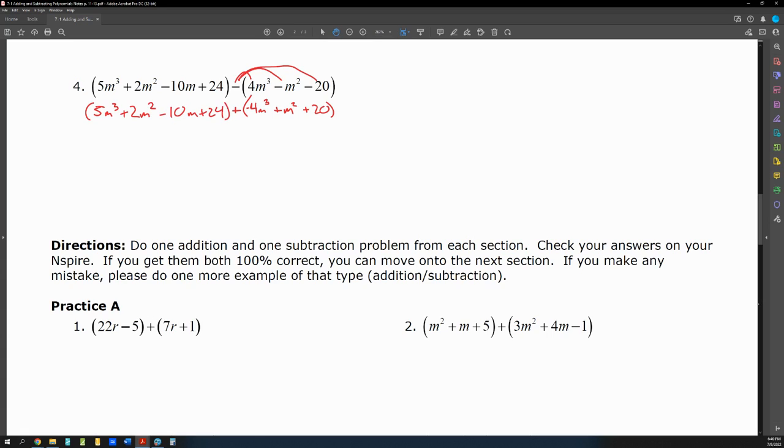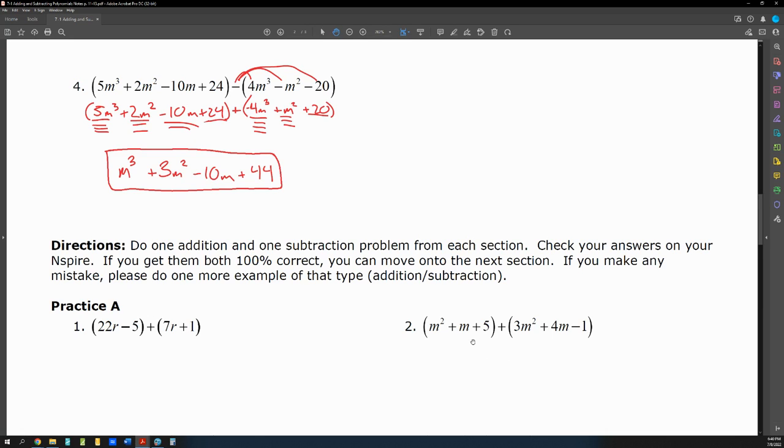And now we're going to add these two polynomials, so combine like terms. 5m cubed and negative 4m cubed becomes positive 1, or just m cubed. Our 2m squared and our m squared become 3m squared. Again, our negative 10m, there's nothing to combine with it there, so it stays negative 10m. And finally, our constants, 24 and 20, gives us a positive 44. So of course, notice the different answer when we subtract.